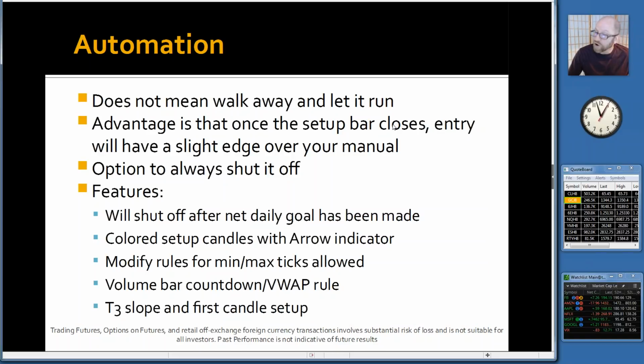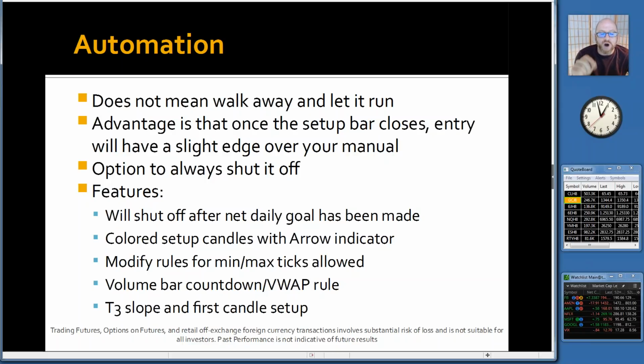All right. So I know you all want to hear about this part, which is the automation part. So all of this can be done manual. If you're uncomfortable with anything doing anything for you, you can trade the strategy with what I've set up for you today, the manual setup. But let me be very clear here. Automation does not mean that you walk away and let it run. It doesn't mean you turn it on, you go to work out or whatever you do in the morning, you come back 2.5 hours later to see how you did.